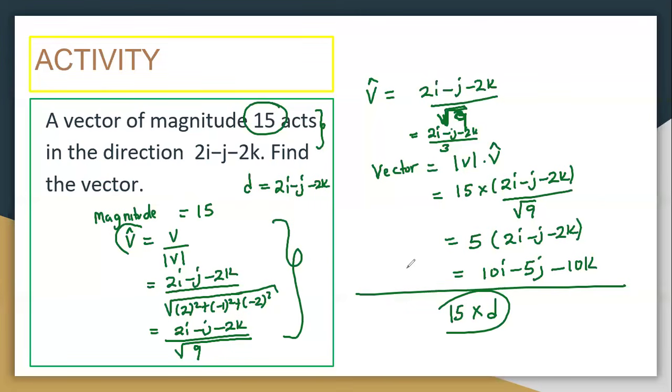Okay, thank you, teacher. So you get this magnitude times the unit direction, not the direction itself, but times the unit direction vector. Okay.